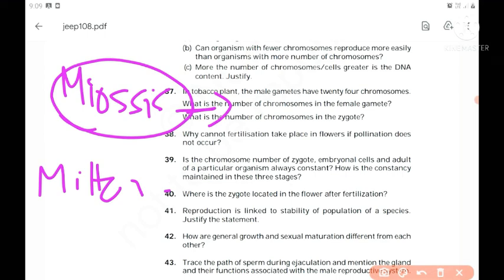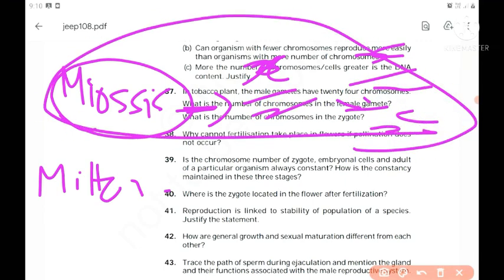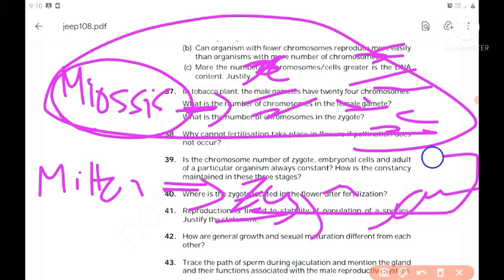So, nothing but they are getting halved. If the number of chromosomes are X and X, they'll get halved, and that is X. This is called meiosis. What is mitosis? Mitosis happens after the fertilization. In the sense, zygote, embryo and adult will have the same number of chromosomes.